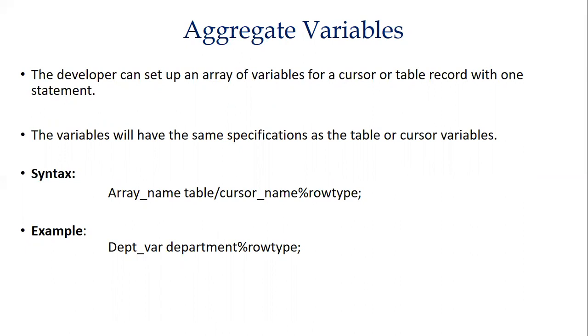You want to declare them for fetching all the records from the table. Like you want to fetch a record, and a record contains multiple columns. So how can you declare multiple variables? Instead of writing multiple variables separately, you can write a row type variable, or an array of variables, by using this syntax: array name, whatever name you want to specify, and the table. It may be an array name or a cursor name.